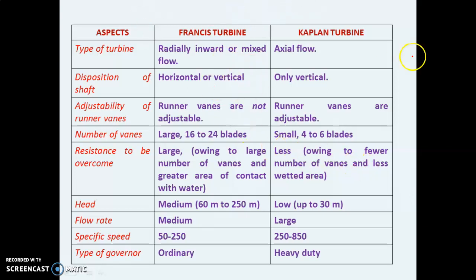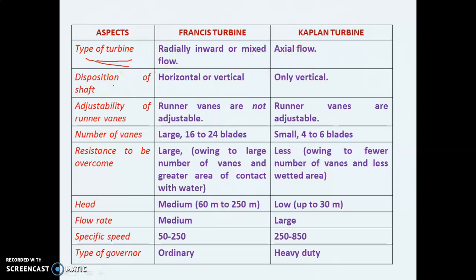First difference is the type of turbine. Francis turbine is a mixed flow reaction turbine, and Kaplan turbine is an axial flow reaction turbine. That we have seen in its description.